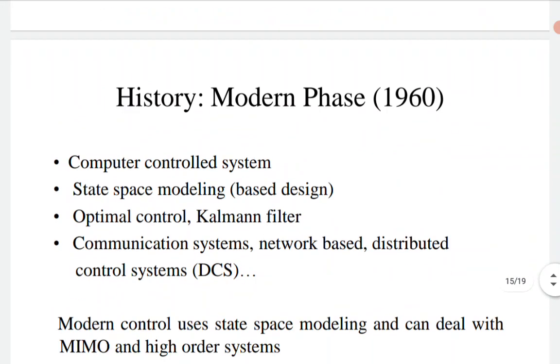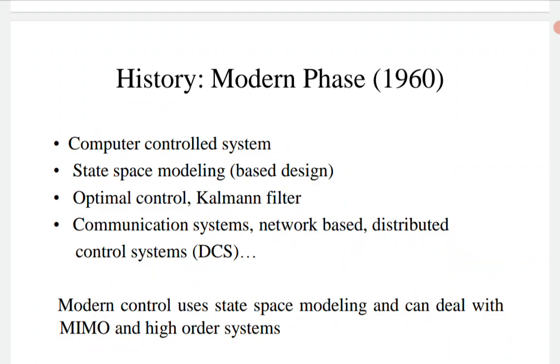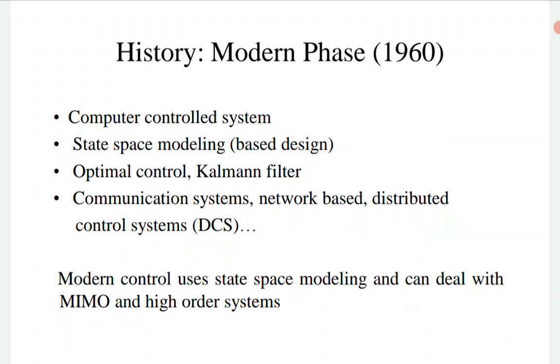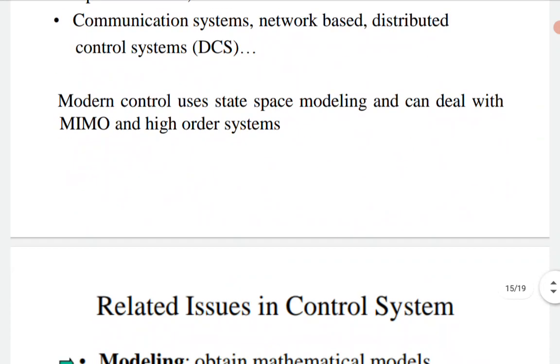Okay. Now the history of the modern phase, during the era of 1960. Computer control system, state space modeling based design, a very good thing, that is a highly sophisticated control system known as state space modeling. We will teach you in module 4 or module 5 respectively. We will see optimal control, Kalman filter, a very useful filter. We will see how to evaluate controllability, observability, all those things. Communication systems, network based distributed communication control system, that is DCS, etc. Modern control uses state based modeling and can deal with MIMO, means multi input multi output, and high order systems.